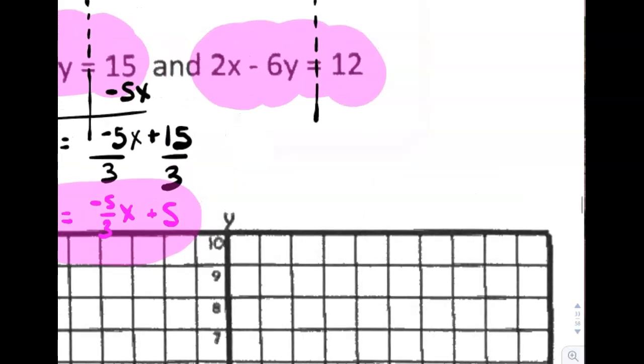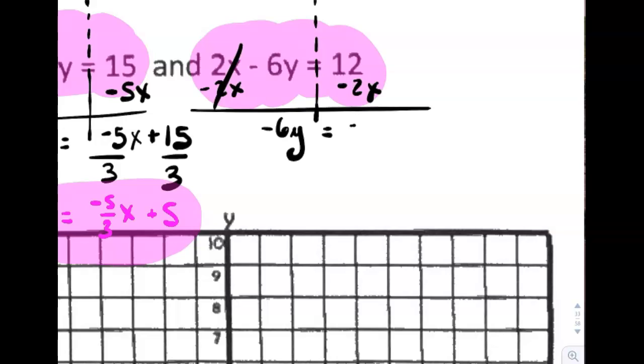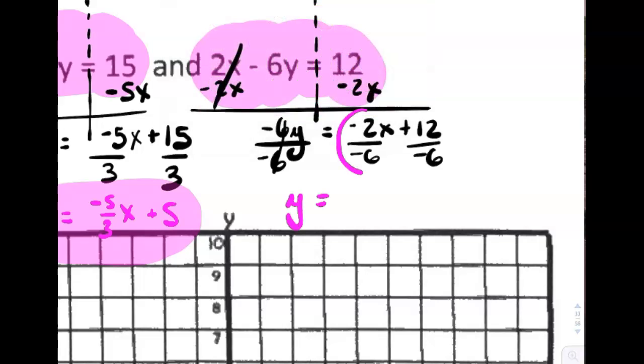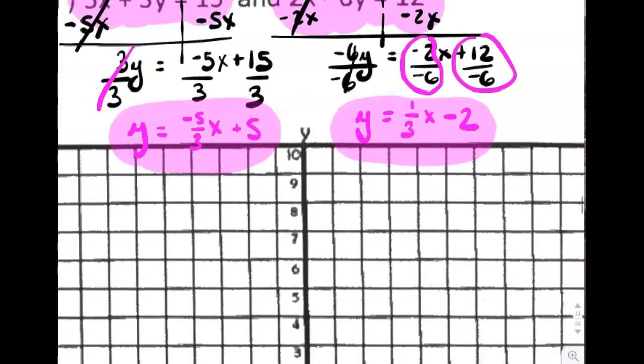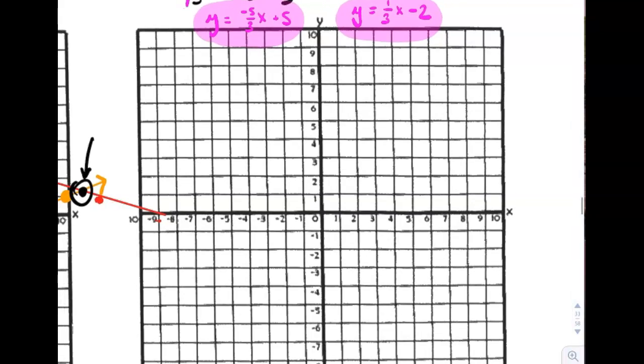So I'll be able to graph that now. Let's figure out the other one while we're at it. I'm going to subtract 2x from both sides. Leaves me with -6y equals -2x positive 12. I'm going to divide everything by -6. And my final answer is y equals, let's see, -2 divided by -6 reduces to 1/3, and negative makes a positive. So 1/3 x, and then 12 divided by -6 would be -2. All right, so now let's graph those two.